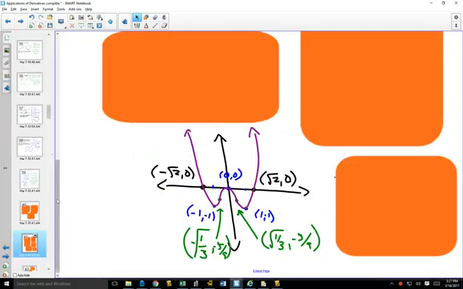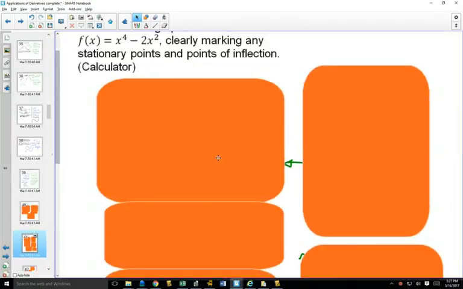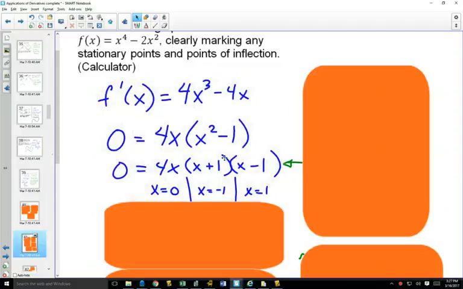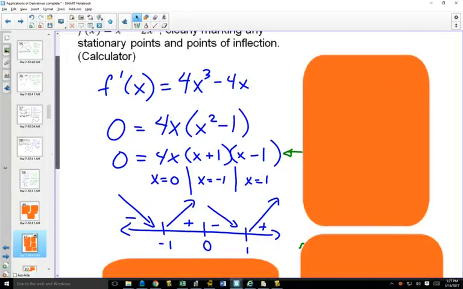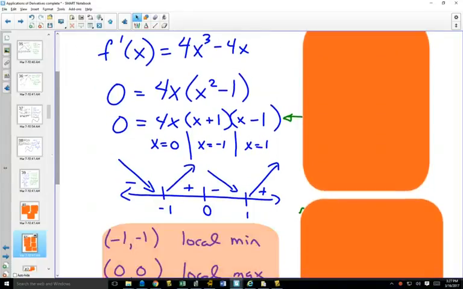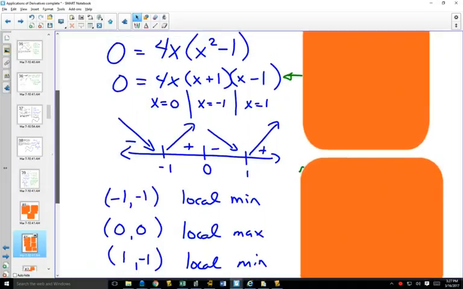So we'll scroll up. So we've got our first derivative, factor things out, do our number line to find out where things are increasing and decreasing. And with that, we get negative 1 is a local min, 0, 0 is a local max, and 1, negative 1 is another local min.